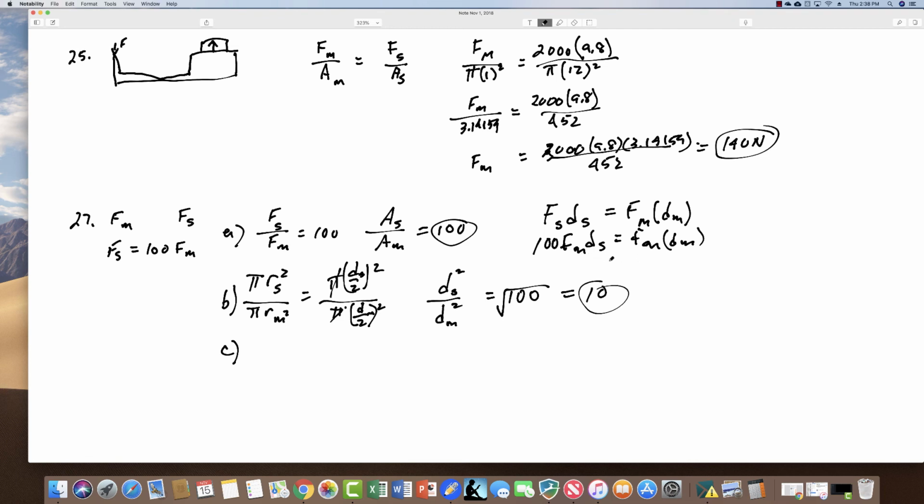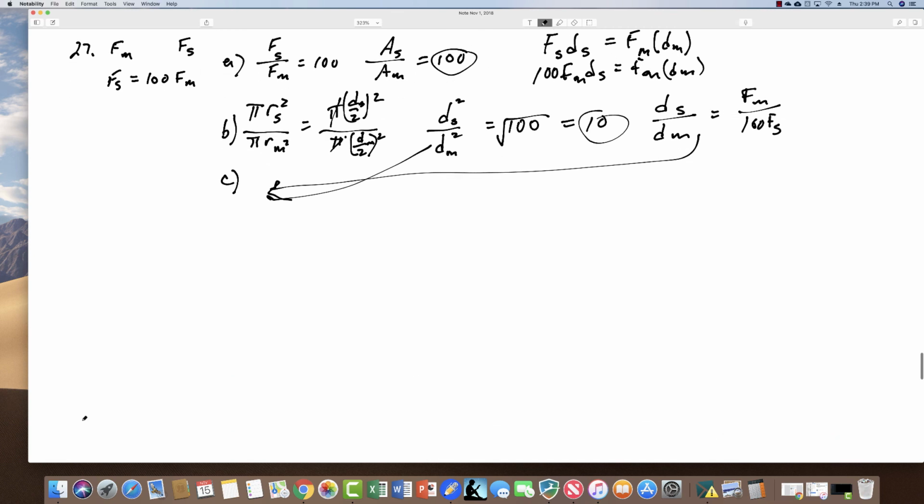Then if you want to know what ds over dm is, it's going to be Fm over Fs, which is 1 to 100. And that means that the master moves 100 times more than the slave does whenever you're lifting. I should have written this down. Okay, so that's problem number 27.